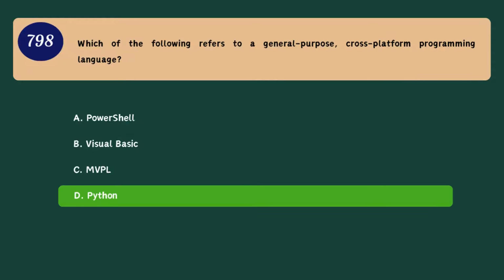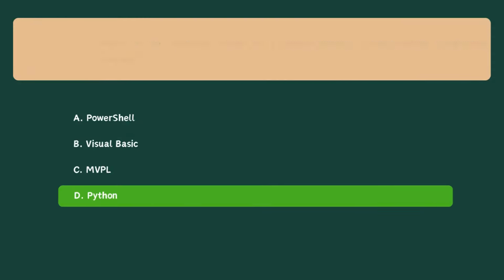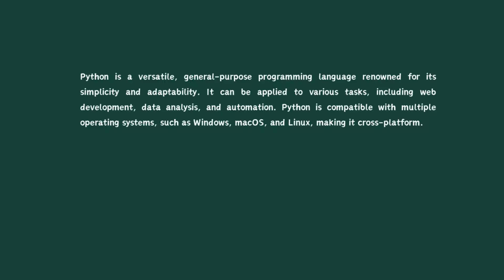Correct answer, D. Python. Python is a versatile general-purpose programming language renowned for its simplicity and adaptability. It can be applied to various tasks, including web development, data analysis, and automation. Python is compatible with multiple operating systems, such as Windows, macOS, and Linux, making it cross-platform.